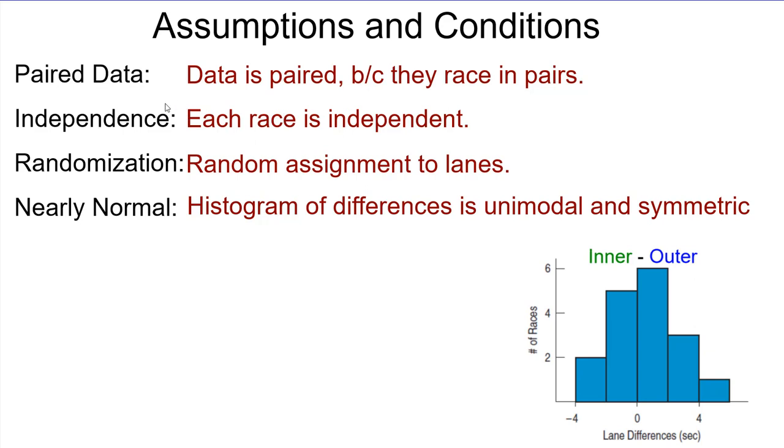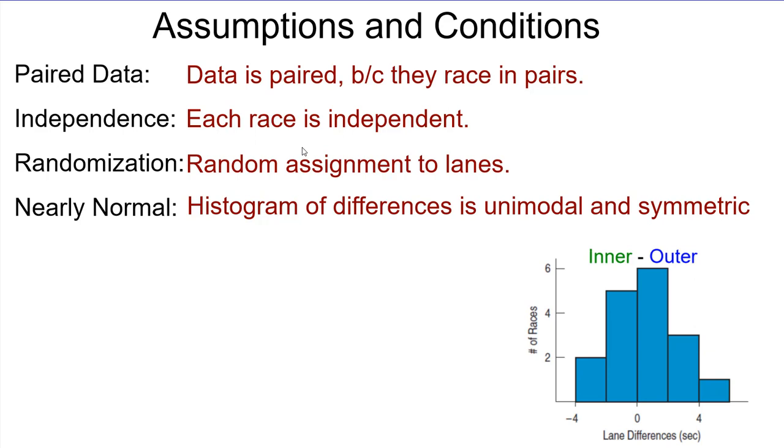Another common way that we pair data is with husbands and wives, or before and after. If we have the same person who tries one treatment and then goes back and tries a different treatment, since it's the same person, obviously that data would be paired and we would subtract the two from the same individual. We'll talk more about those examples later, but that's what's coming up. Independence: each race is independent of the next one, so we're good there.